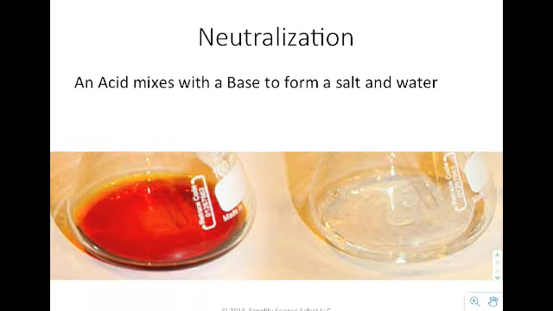Neutralization is when an acid mixes with a base to form salt and water. Okay, once again, you see how it's something mixing with something else. It's an example of a chemical property. How does an acid react whenever it is mixed with a base?